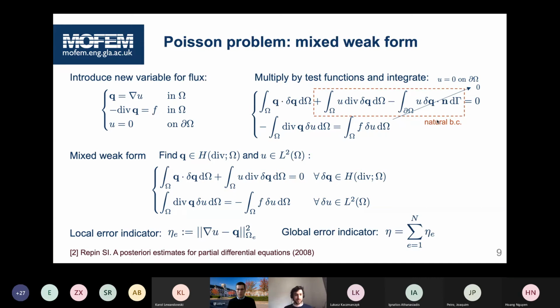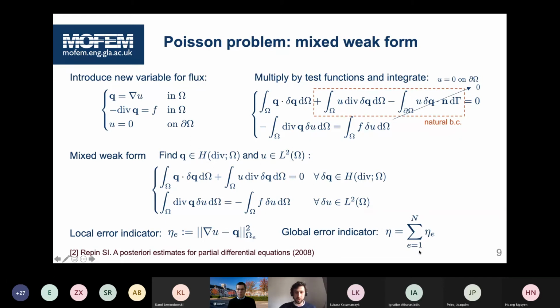And as I was saying, there are error indicators naturally appearing in mixed problems. And maybe the simplest one of them is considered here. The local error indicator is basically the norm of the difference between the gradient of U, computed a posteriori after solving the system, and the computed flux.